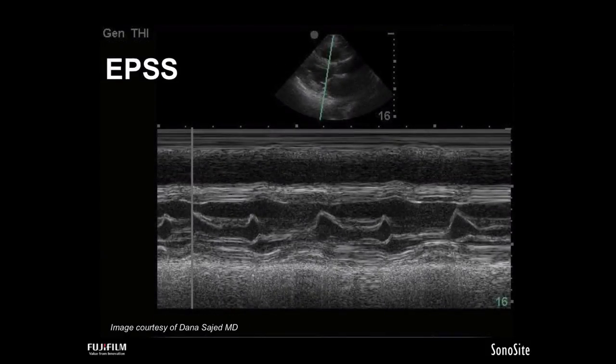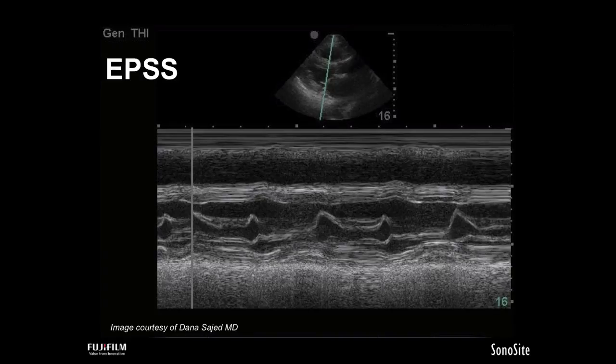So that movement of the anterior leaflet of the mitral valve in proximity to the septum can be measured as the EPSS, or E-point septal separation. This can be measured in real time or with M-mode, but the exact measurement is variable depending on the literature. Separation of more than 6 to 7 millimeters has been described as suggestive of LV systolic dysfunction.